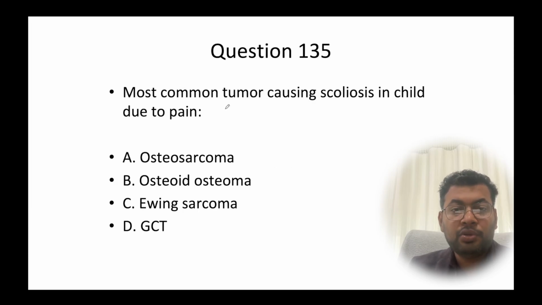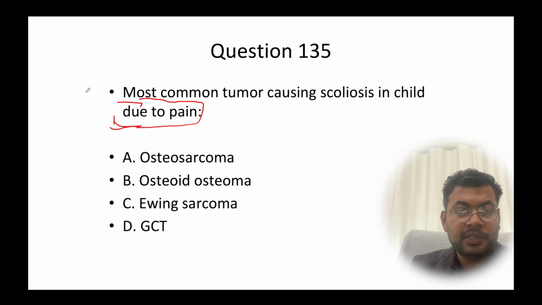Most common tumor causing scoliosis in a child due to pain. So tumor leading to spine deformities. So osteosarcoma, osteoid osteoma, Ewing sarcoma, GCT. They are asking due to pain, not due to the involvement of the bone. It is scoliosis due to the pain. So the answer is osteoid osteoma because it has severe pain.